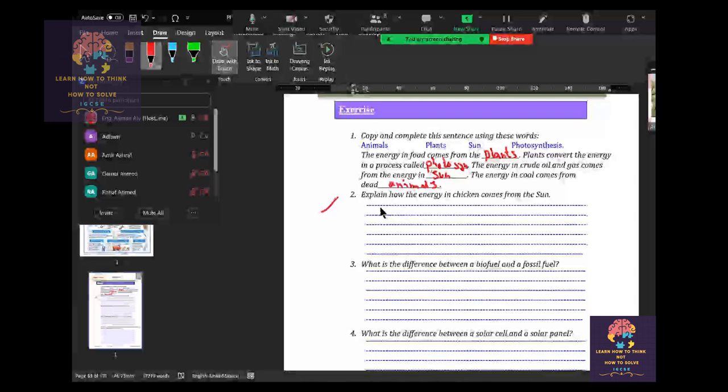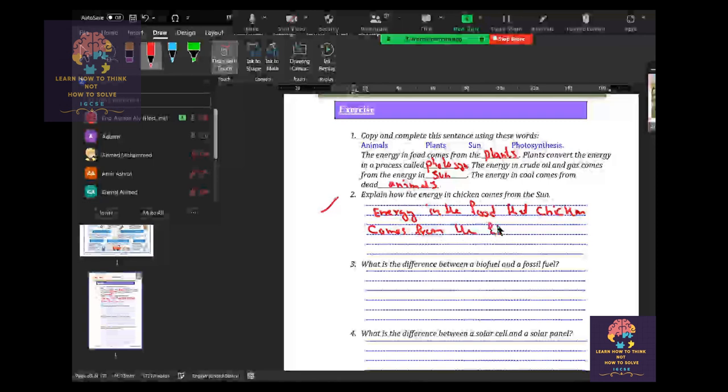We can say that the energy in the food that the chicken eats comes from what? From the sun, the light of the sun. Okay. So when the chicken eats food, it is converted into what? Energy, right? Okay.